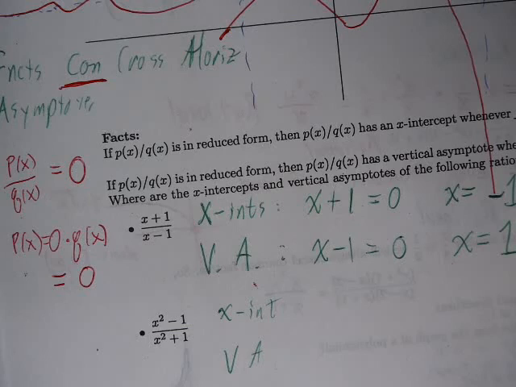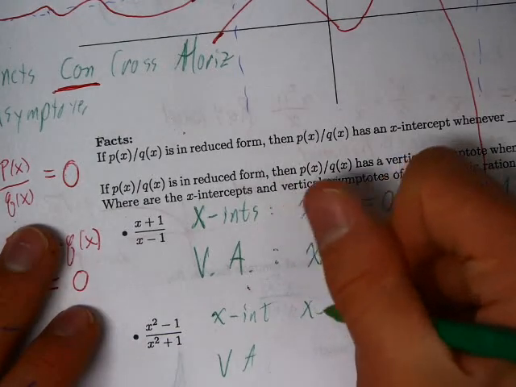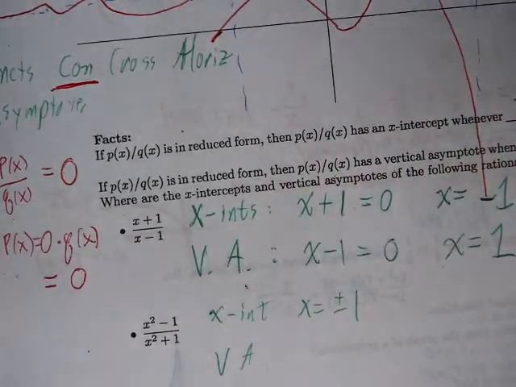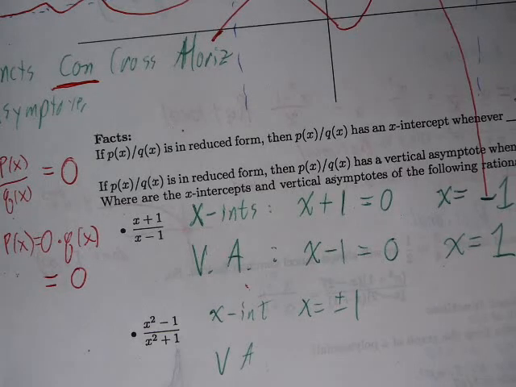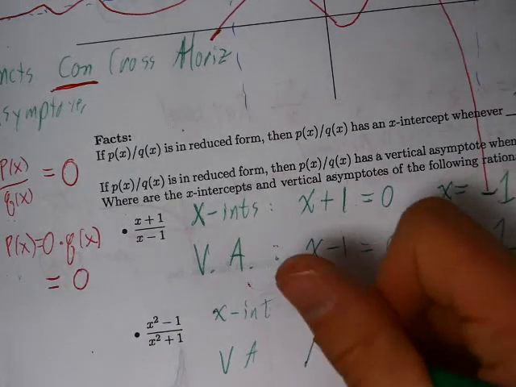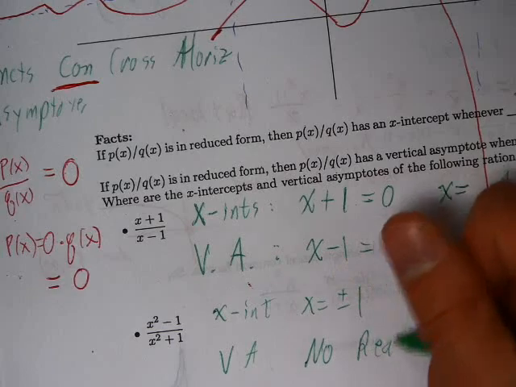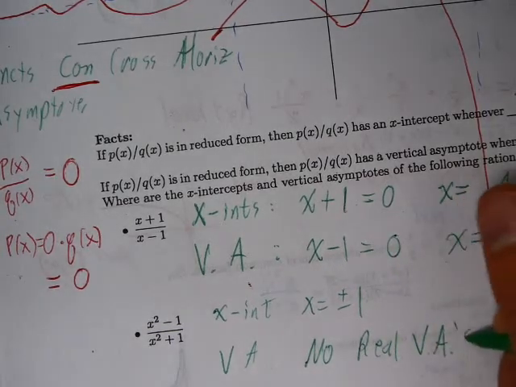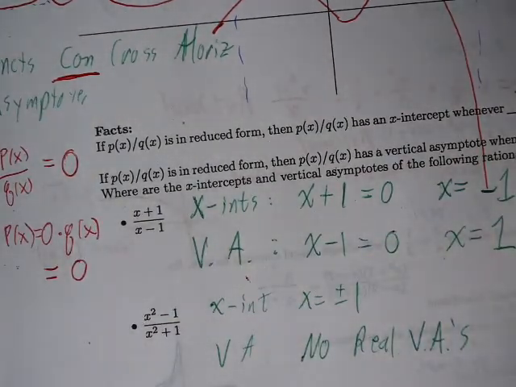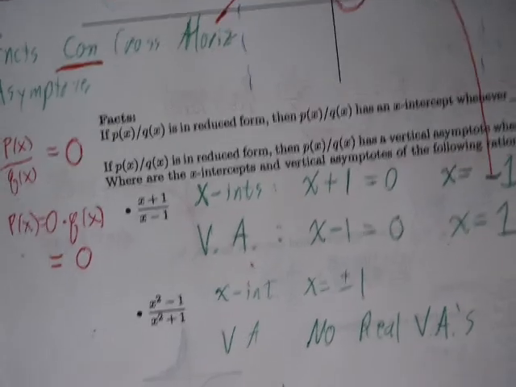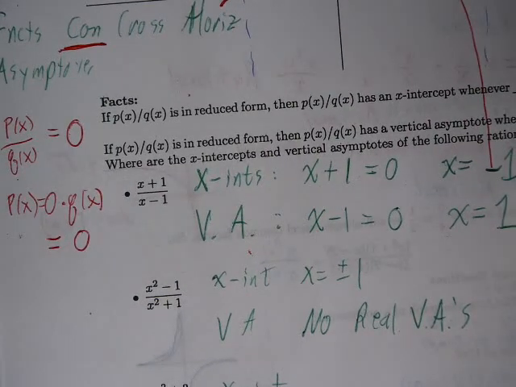So this function, where are its x-intercepts? Plus or minus 1. Where are its vertical asymptotes? There are no real vertical asymptotes. A complex analyst would say there is a vertical asymptote at x equal to i and x equal to negative i. Now, x squared plus 3 divided by x minus 1.